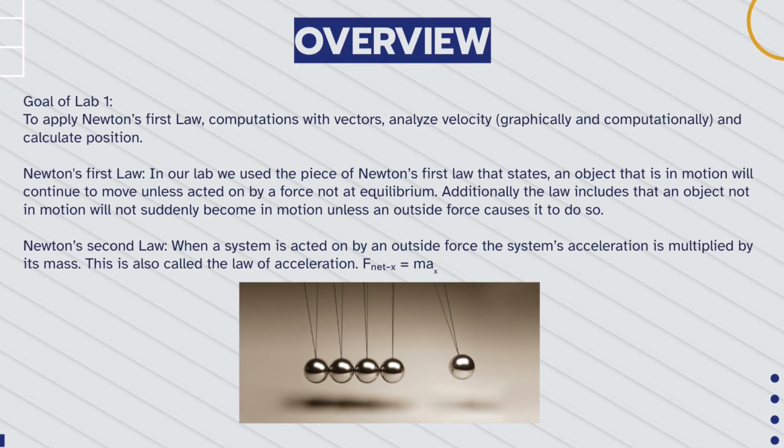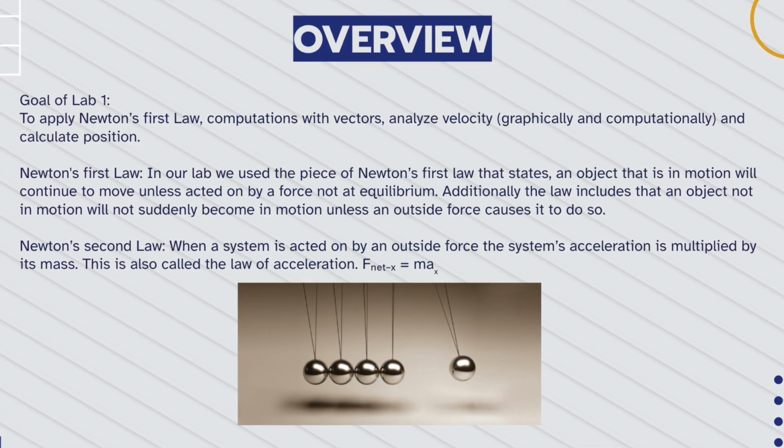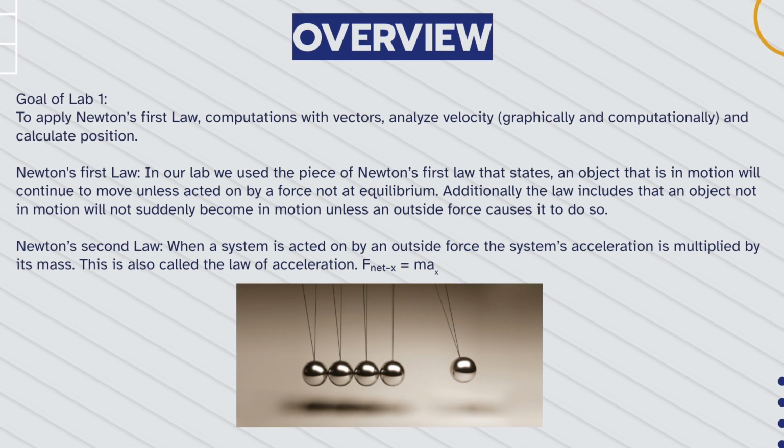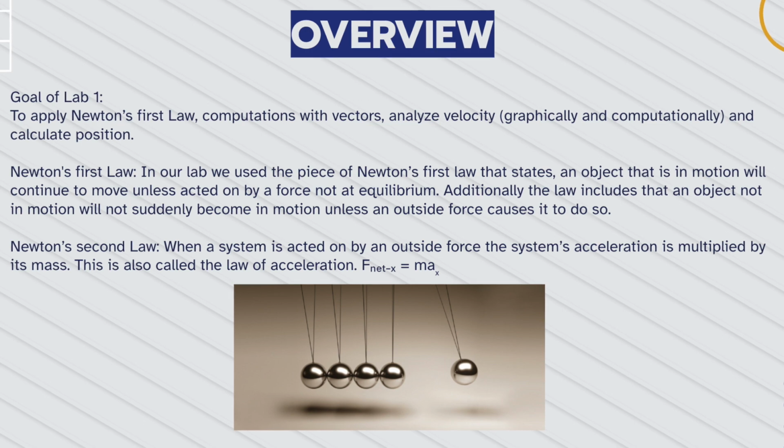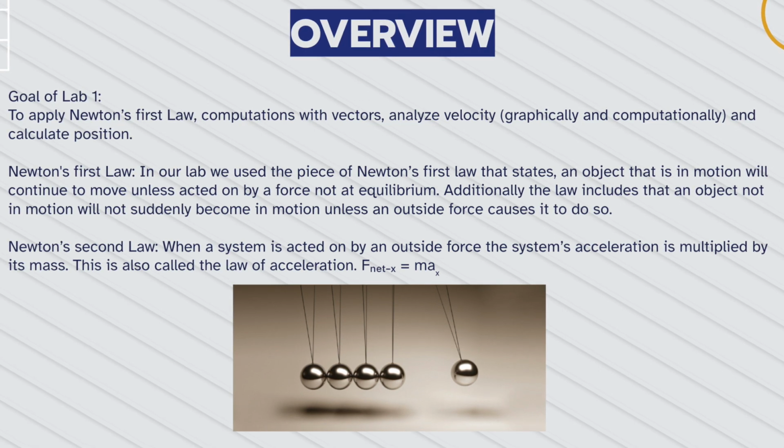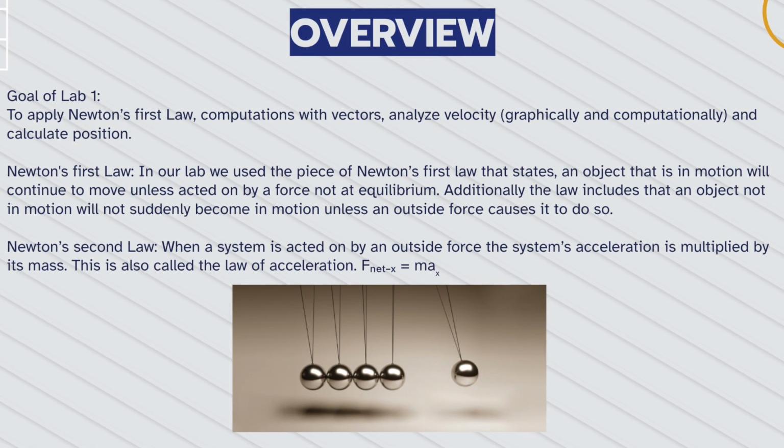Newton's second law. When a system is acted on by an outside force, the system's acceleration is multiplied by its mass. This is also called the law of acceleration. Written as an equation, it is F net x equals m a subscript x.